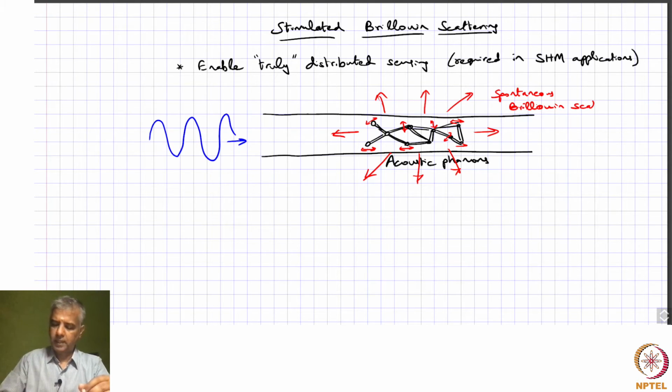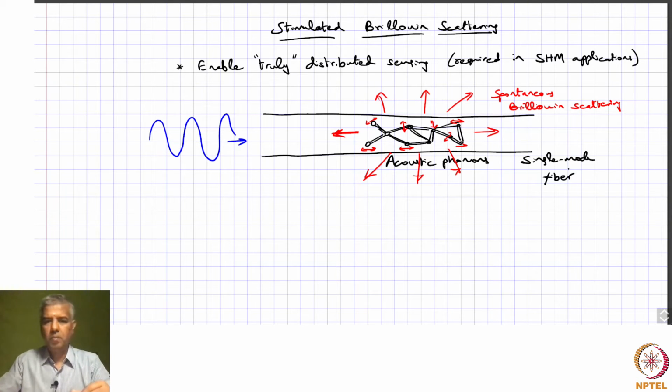Brillouin scattering is about the interaction of light waves with acoustic waves, the acoustic phonons inside this material. So that's what we are talking about as Brillouin scattering. The key part is that the fiber we are talking about now is actually a single mode fiber.